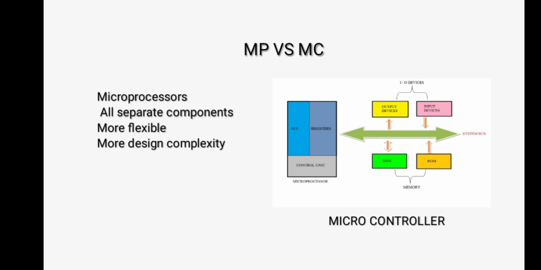A microprocessor is an integrated circuit which consists of only a control unit, ALU, and registers. Whereas a microcontroller is a combination of the microprocessor and other components like memory, input output devices, and other peripheral ports. So when compared, a microcontroller is more flexible.